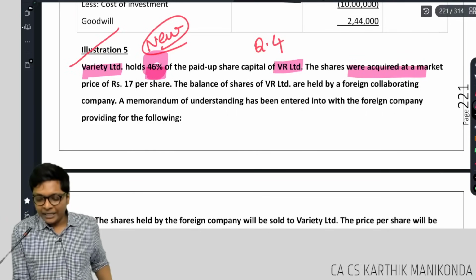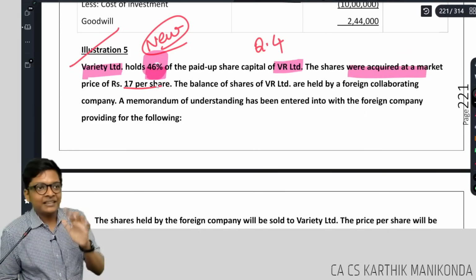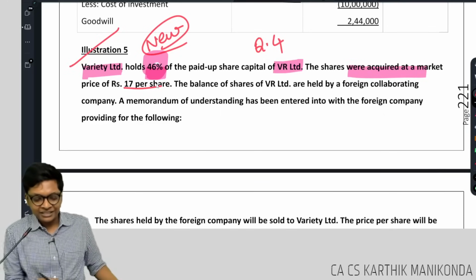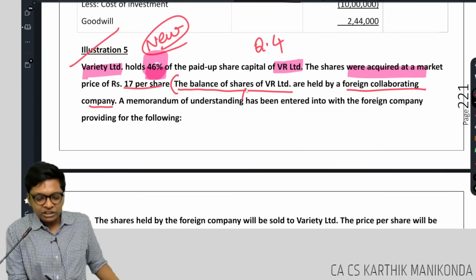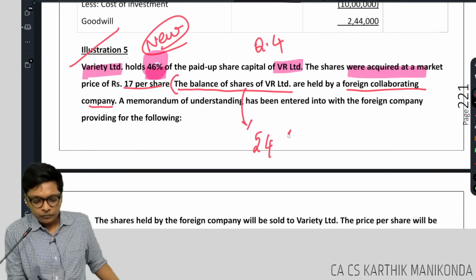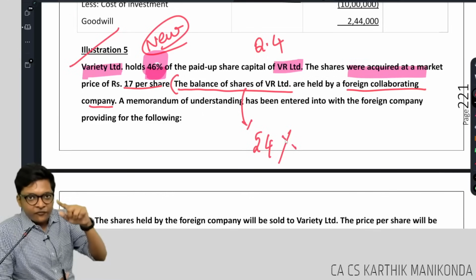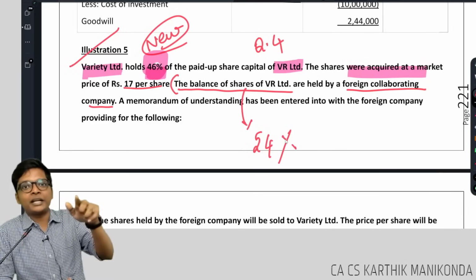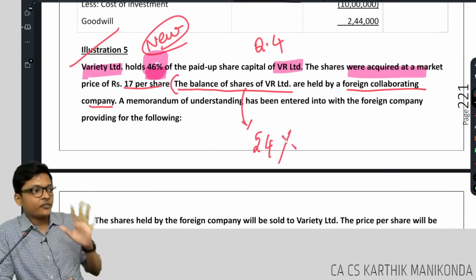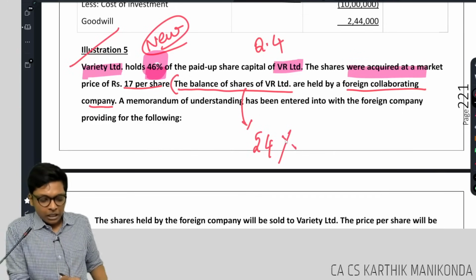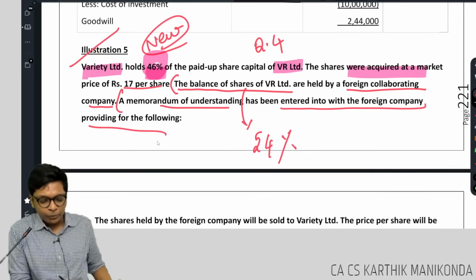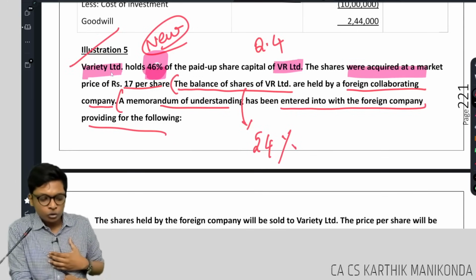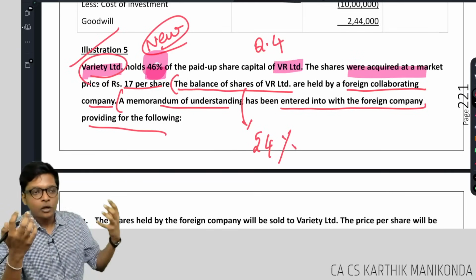The shares were acquired at a market price of 17 per share, however many shares they purchased. The balance shares of VR are held by a foreign collaborating company. What is the balance shares percentage? 54%. That foreign collaborating company only is holding company, correct? They have 54%. I am the minority. A memorandum of understanding, MOU guys, has been entered with the foreign company providing the following. Who entered into MOU? Variety Limited and the foreign company.